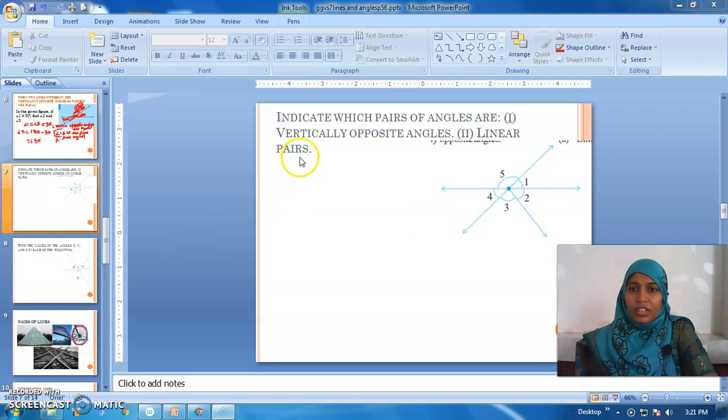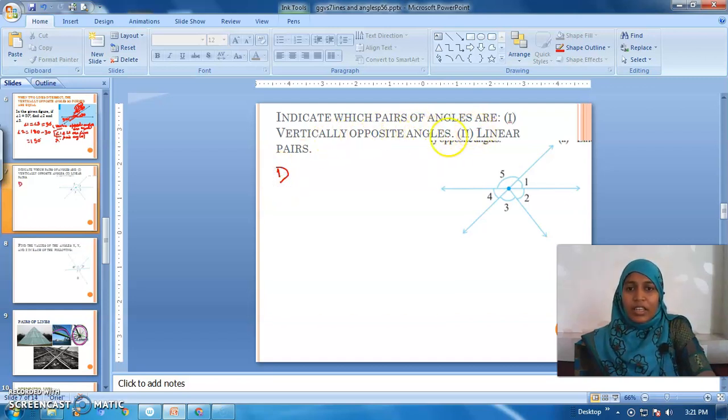Hi children, the next question is: indicate which pairs of angles are vertically opposite angles. First thing is we have to find vertically opposite angles, linear pair angles. Okay, so we are going to start with vertically opposite angles.